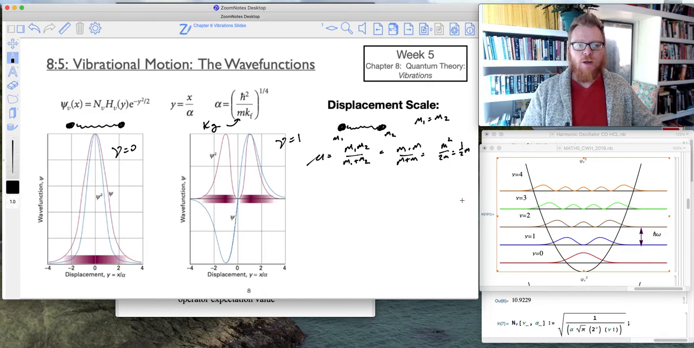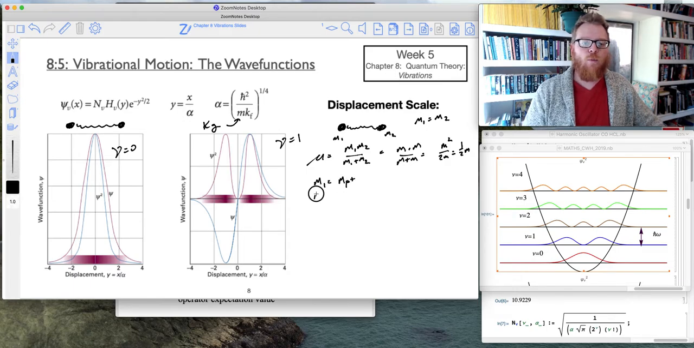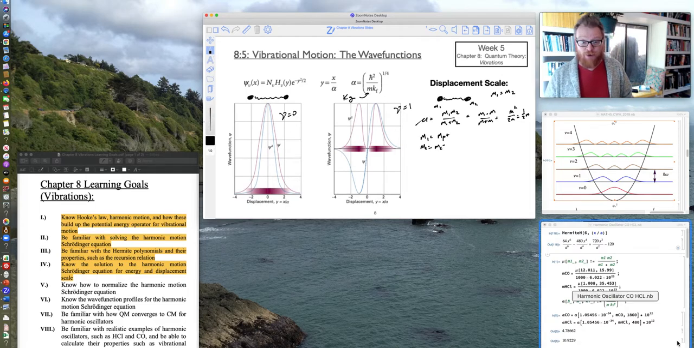All right? So now, what if our two masses are very different? And I'm going to draw up a cool example. What if my mass 1 is, I'll say, mass of a proton, and what if my mass 2 is mass of an electron? Well, those two masses are very different.